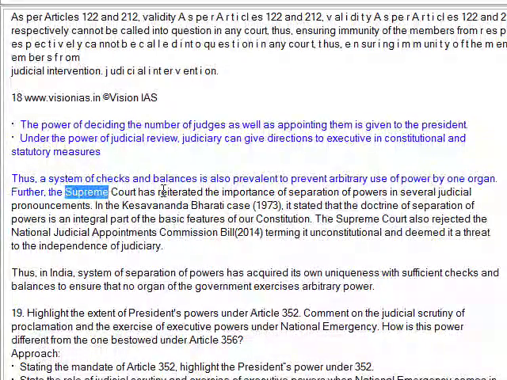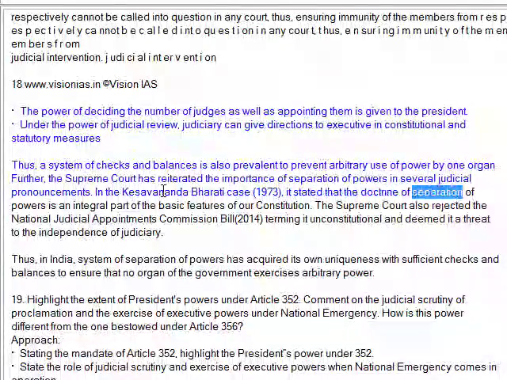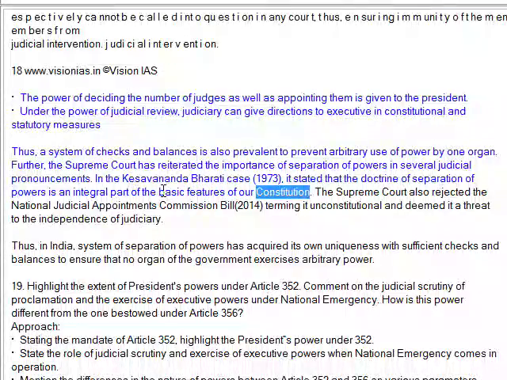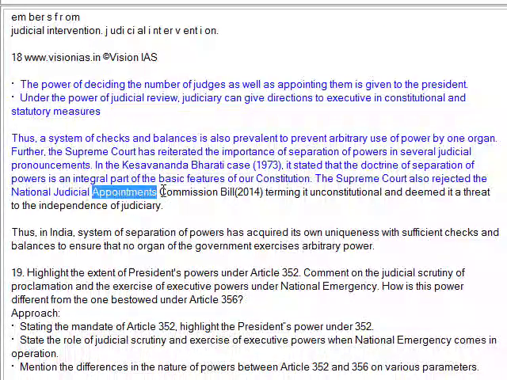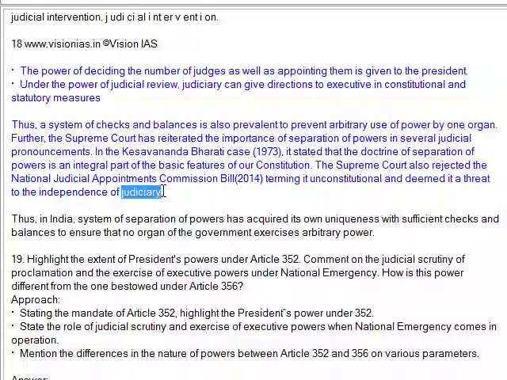Further, the Supreme Court has reiterated the importance of separation of powers in several judicial pronouncements. In the Kesavananda Bharati case, 1973, it stated that the doctrine of separation of powers is an integral part of the basic features of our Constitution. The Supreme Court also rejected the National Judicial Appointments Commission Bill 2014, terming it unconstitutional and deeming it a threat to the independence of the judiciary.